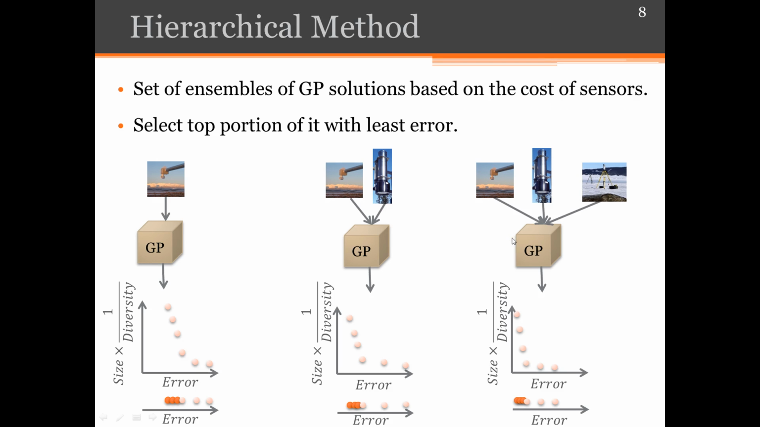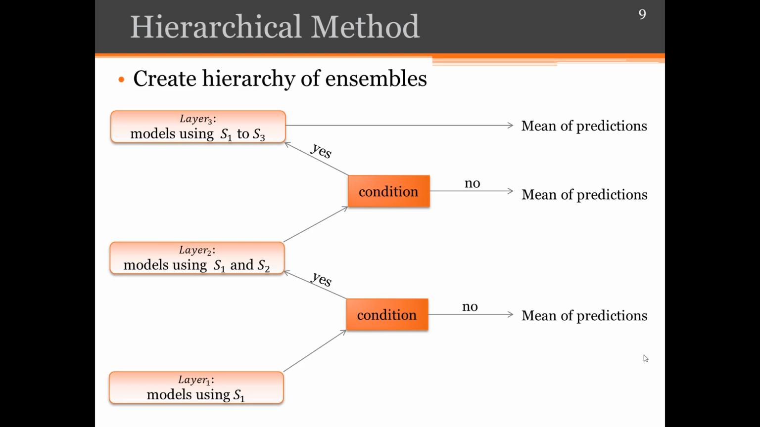And in the last round, we're going to have all the 3 sensors available, train models without considering cost, and put the top portion of the models which has the lowest error in ensemble 3. Now we have ensemble 1, which uses sensor 1, ensemble 2, which uses sensor 1 and sensor 2, and ensemble 3, which uses all 3 sensors, and put them in this hierarchy. Layer 1 has ensemble 1, layer 2 has ensemble 2, layer 3 has ensemble 3.